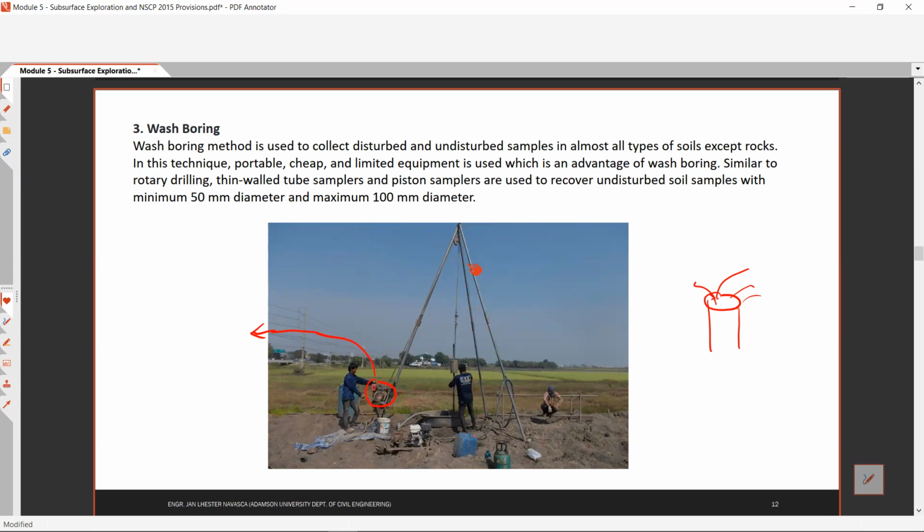Okay, again, this is similar to rotary drilling. They are using thin-walled tube samplers and piston samplers to recover the undisturbed soil samples, with a minimum of 50 millimeter diameter and a maximum of 100 millimeter diameter.